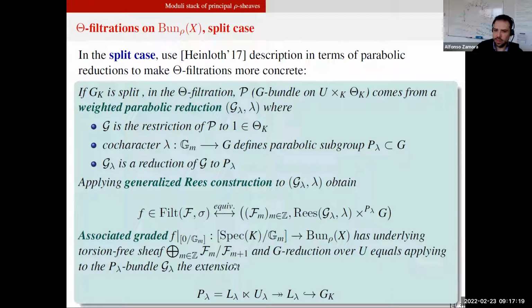Then we can make this filtration into a sequence of reductions to parabolics and Levi subgroups, which allows us to play a wonderful game at the end. But for that, we need the group to be split. If it is not split, then this full description is quite obscure, not really concrete.